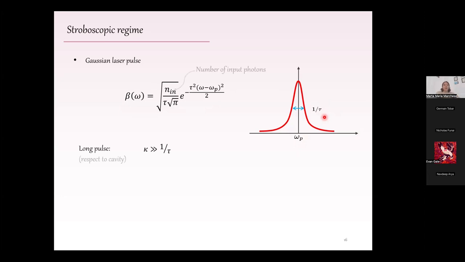We want this pulse to be long enough, in the sense that we want it to be long with respect to the cavity. So kappa is the cavity decay rate, and we want this to be larger than the width of your Gaussian pulse. And you also want the mechanical resonator to move slower than the pulse. And finally, you also want the cavity field to be faster than the mechanics. So in the end, the mechanical resonator will be the slowest. Then there will be the pulse, and then the cavity field.